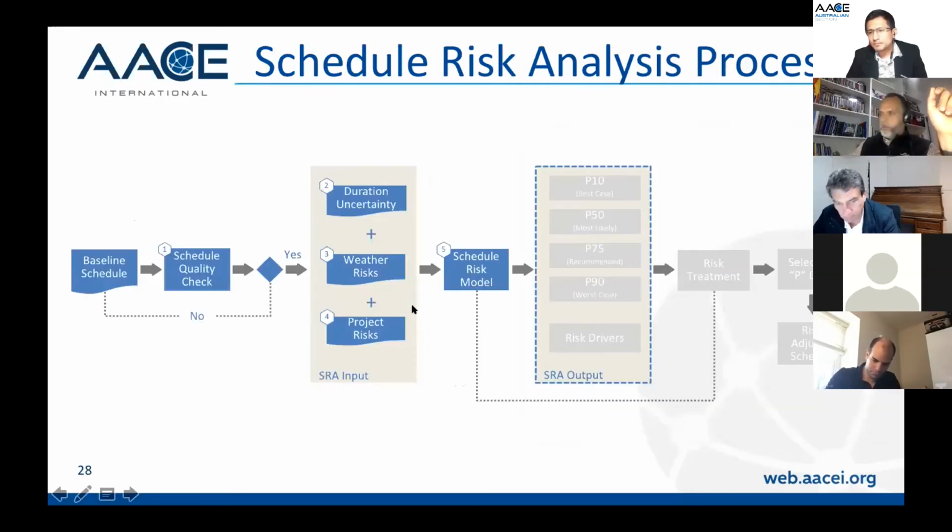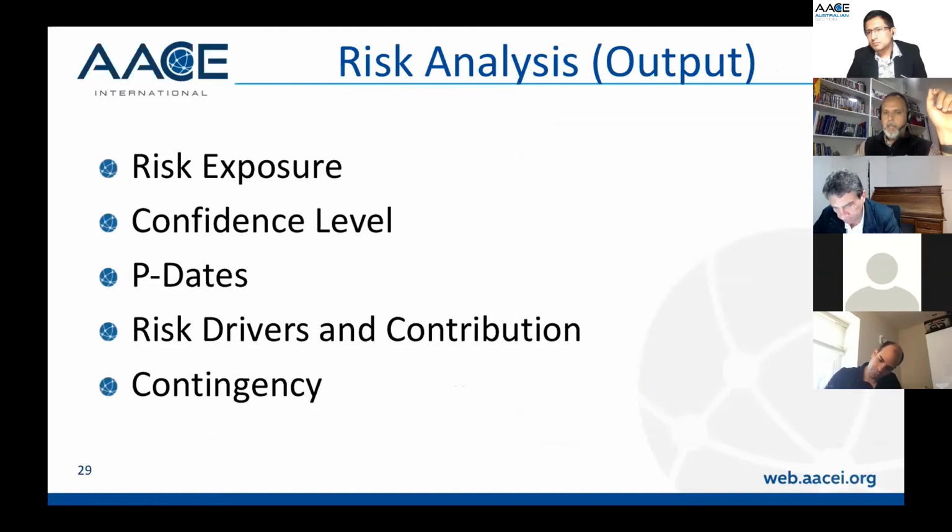Okay, and then the next step is really just to run the model, and we get an output. When you run an SRA, people are going to be talking about risk exposure, confidence level, P date, risk driver, contribution, contingency. Those are the terminologies that you use when you're running an SRA. Somebody might say, what is the risk exposure that we have from the SRA? Or what is the confidence level that we have that we're going to meet this target? Or what is the proposed P date for our project?